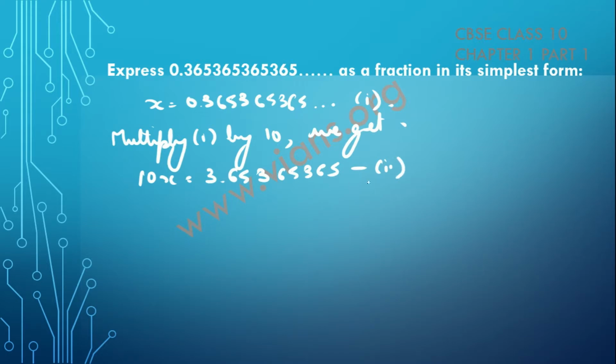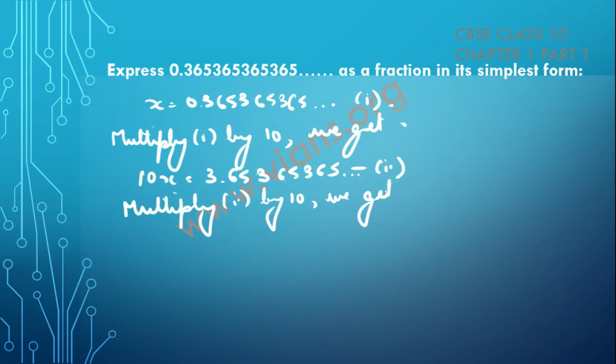If you see, we cannot subtract: 3 will have to be subtracted from 6, 6 from 5, 5 from 3, and 3 from 6. This will again give us a non-terminating number. So let's multiply equation 2 by 10 again. We get 100x is equal to 36.5365365, and so on, and that's equation 3.